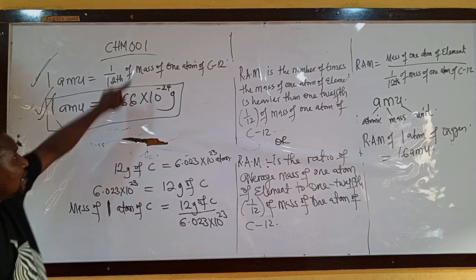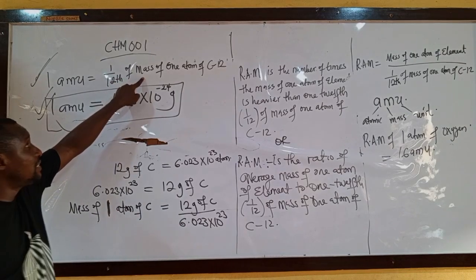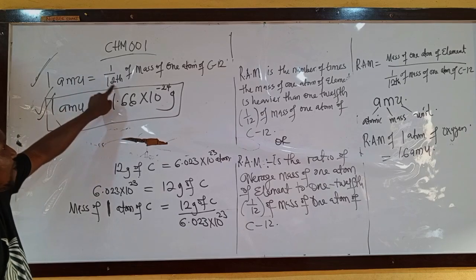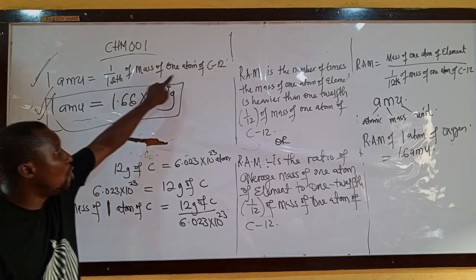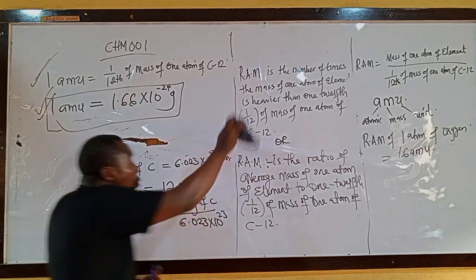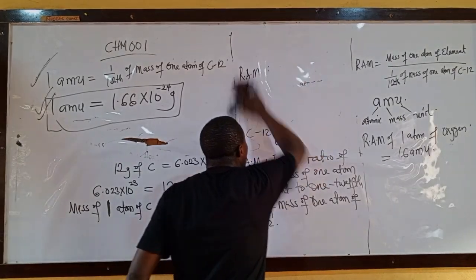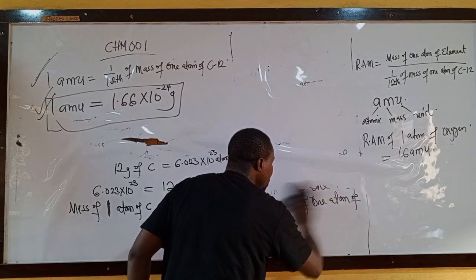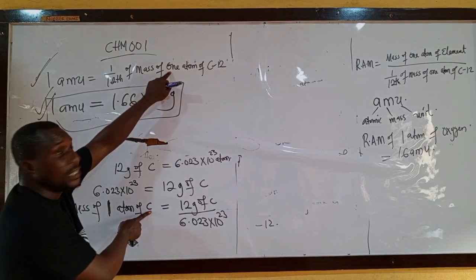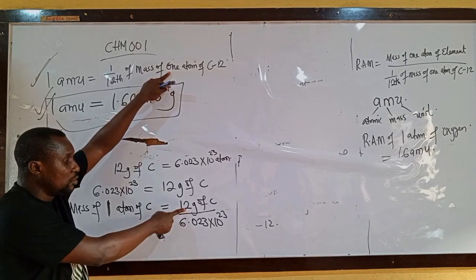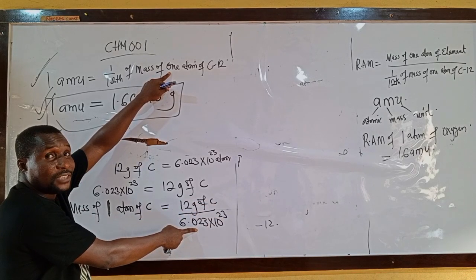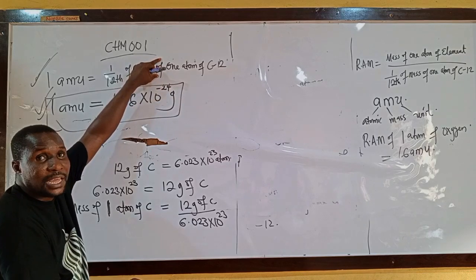Then from here, let's go back to this equation. From this equation, we have 1 amu equal to 1/12th of the mass of one atom of carbon 12. I will just substitute the mass of one atom of carbon 12, which is 12 grams of carbon divided by 6.023 times 10 raised to the power 23. I'll just substitute that into this.